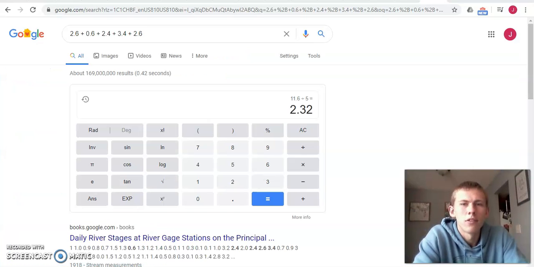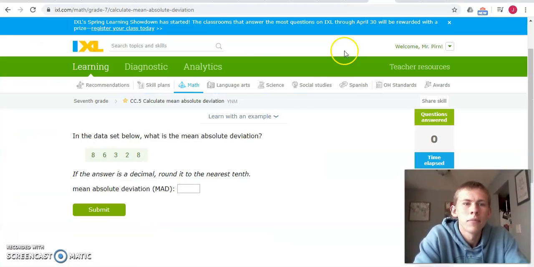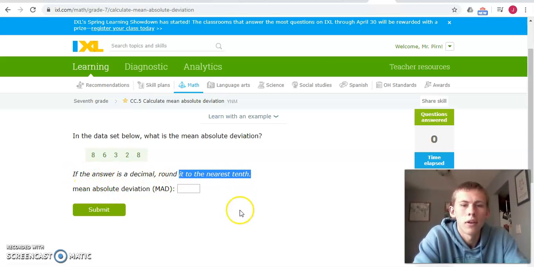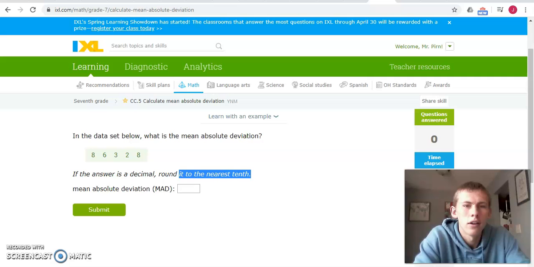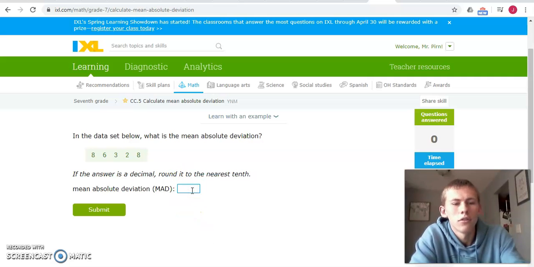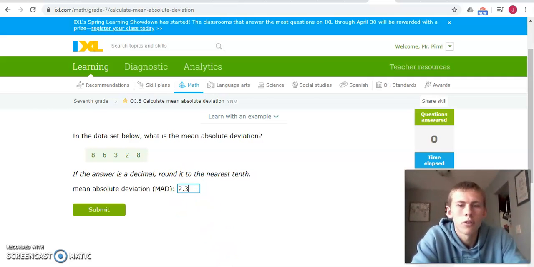I say almost because if you read the directions from IXL, it says if the answer is a decimal, round it to the nearest tenth. Okay? So tenth is one spot after the decimal place, which would be this spot right here. So if we're going to round 2.32 to the nearest tenth, our final answer would just be 2.3. Okay? So let's cross our fingers, hope we got it here. 2.3, make sure I'm typing that in right.